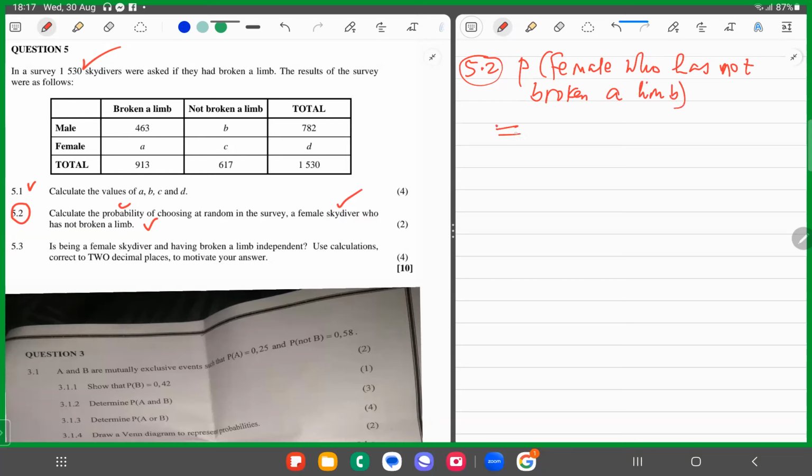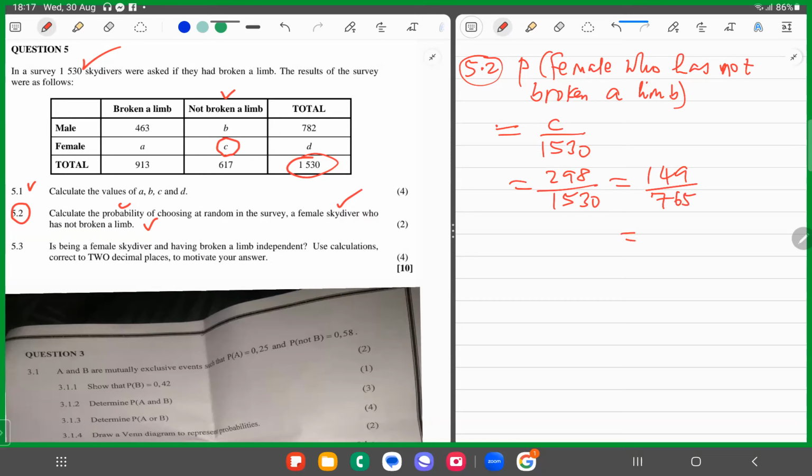Okay, so what is the probability of this? What is the probability of the female not broken a limb? You can see the female not broken a limb is C, over the total, which is 1530. For C, we've already got 298. We divide that by 1530. And therefore, we get the result: 149 divided by 765.